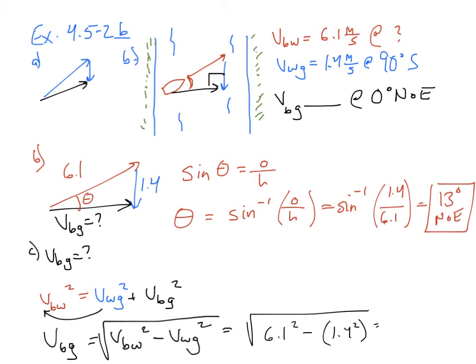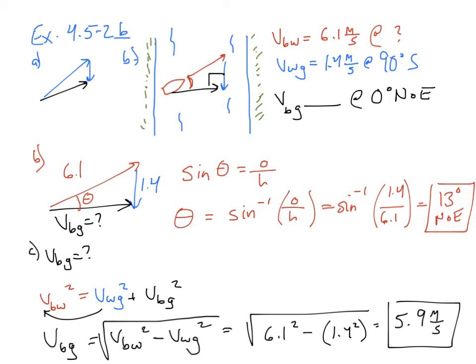6.1 squared minus the quantity 1.4 squared. All right, 35 point something to the half power. That is the square root. 5.9 meters per second. That's the speed, or you might say the velocity of the boat with respect to the ground. This is the direction right here. And, I'm sorry, this is the direction that the boat should be pointing.